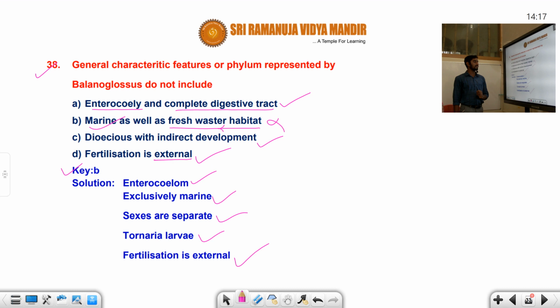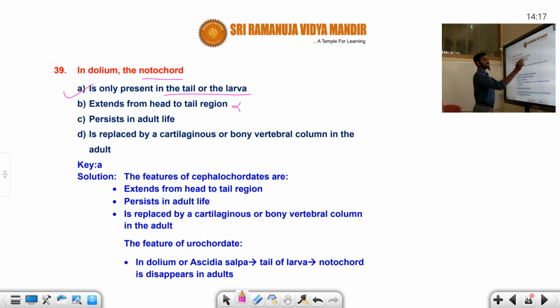The next one is in Doliolum, the notochord. In Doliolum, the notochord is present in the tail of the larval stage. It is a correct option. Does it extend from head to tail? It's not. Does it persist to adult life? That belongs to the vertebrates, not at all to Doliolum. Is it replaced by a cartilaginous or bony vertebral column in the adult? That also belongs to the vertebrates, not to Doliolum, right.